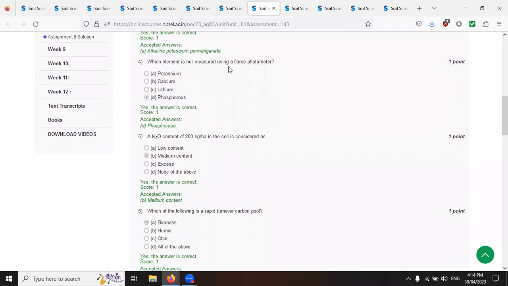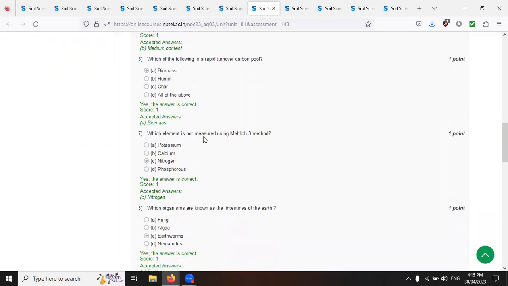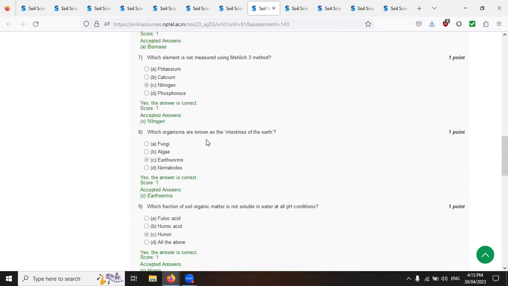Which element is not measured using a flame photometer? So phosphorus. A potassium oxide content of 200 kilograms per hectare in soil is considered as what amount? Is it good or bad? It's about medium. Which of the following is a rapid turnover carbon pool? Biomass, humin, or char, or all of them. So it's carbon, a lot of biomass going on. So it's biomass. Which element is not measured using the Mehlich 3 method? Nitrogen. Which organisms are known as the intestines of the earth?